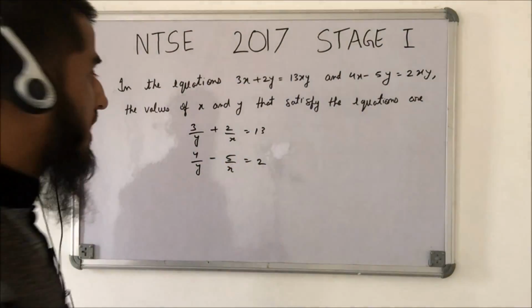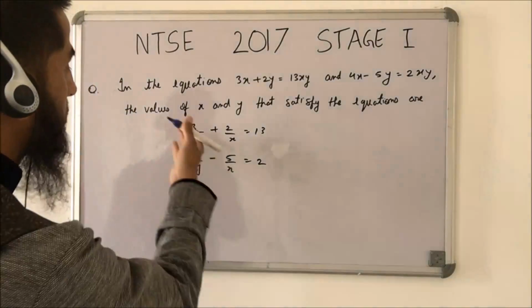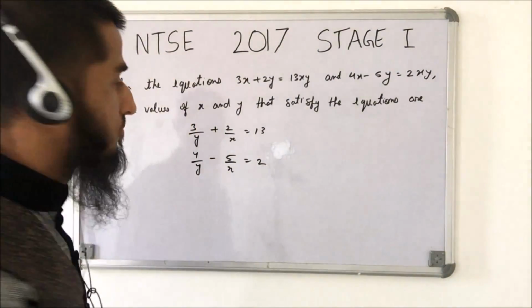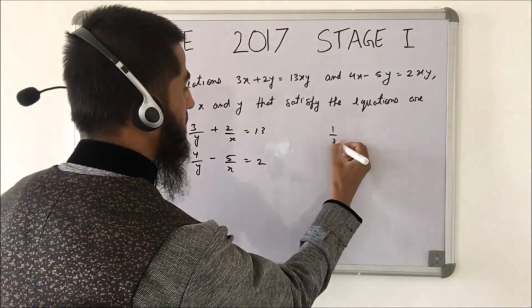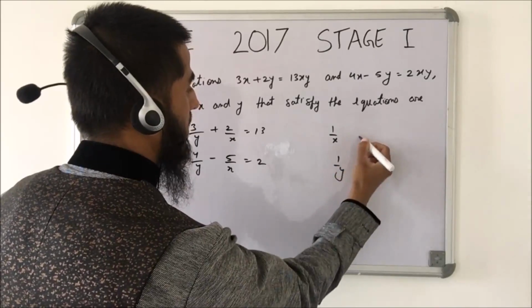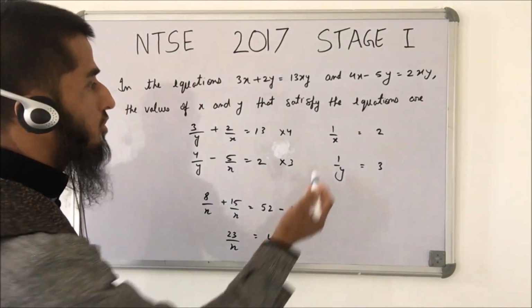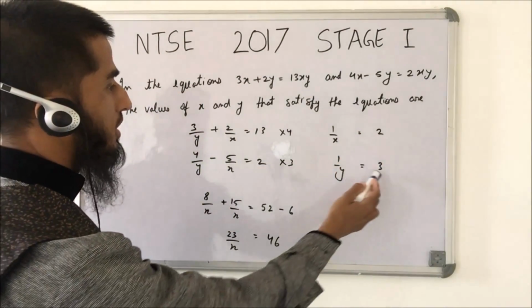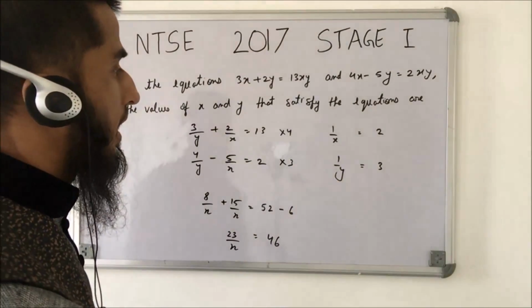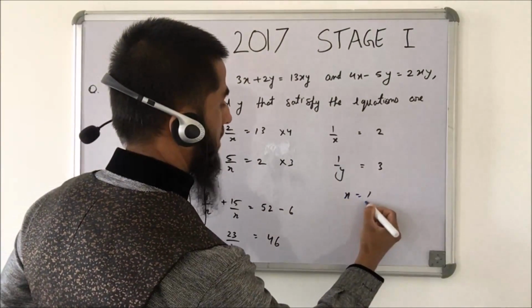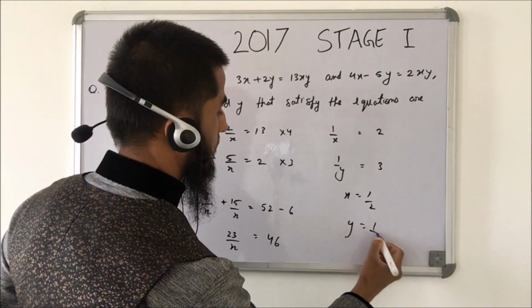So let 1 by y and 1 by x be the variables, and if we simplify these two equations we get the solutions for 1 by x and 1 by y. On simplifying, we get 1 by x is equal to 2 and 1 by y is equal to 3. So x becomes half and y becomes 1 by 3.